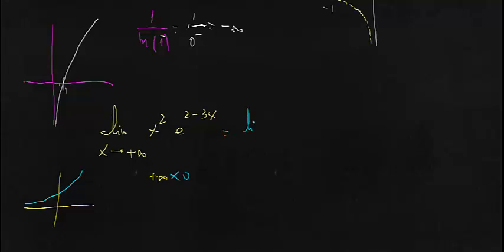So I'm going to put this limit in this way, because it will be nicer to understand. It is x squared over e to the power of 3x minus 2, because I'm going to change the signs and put the exponential at the denominator. And now there is a limit.